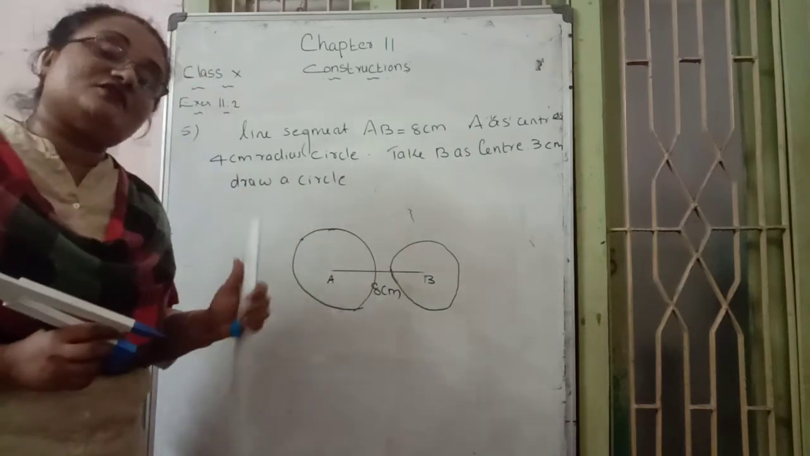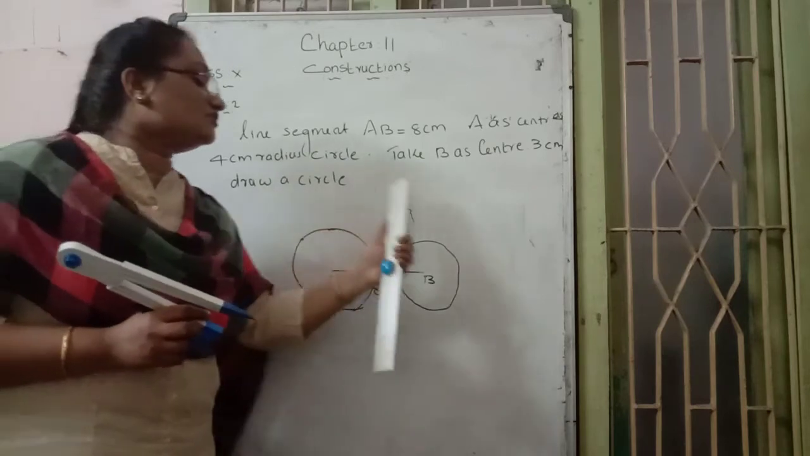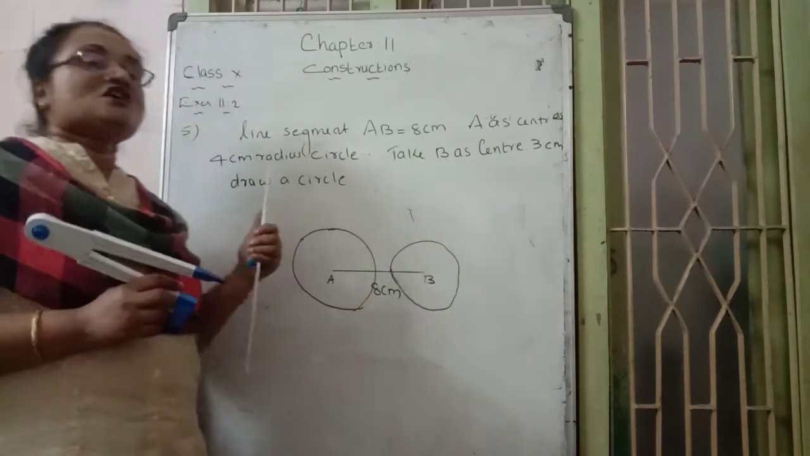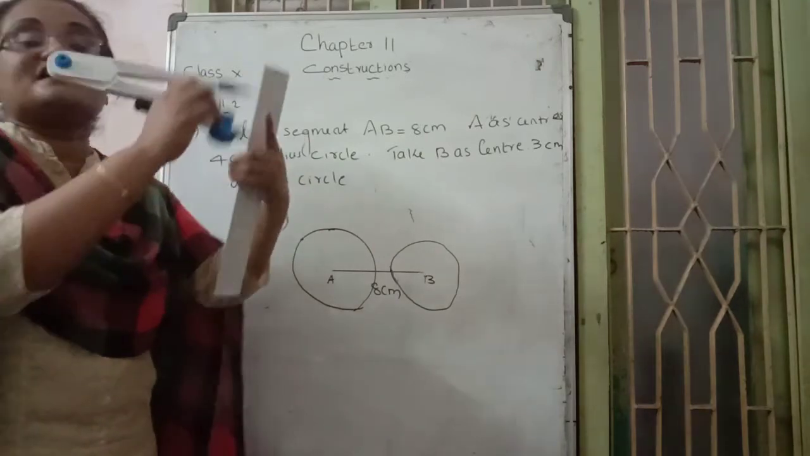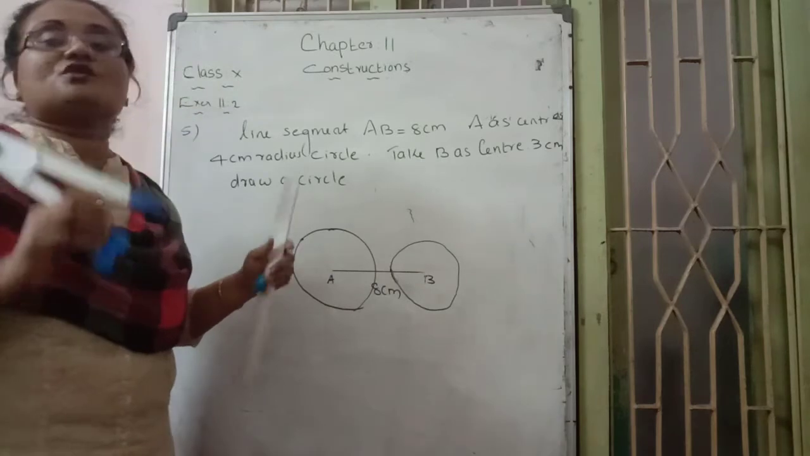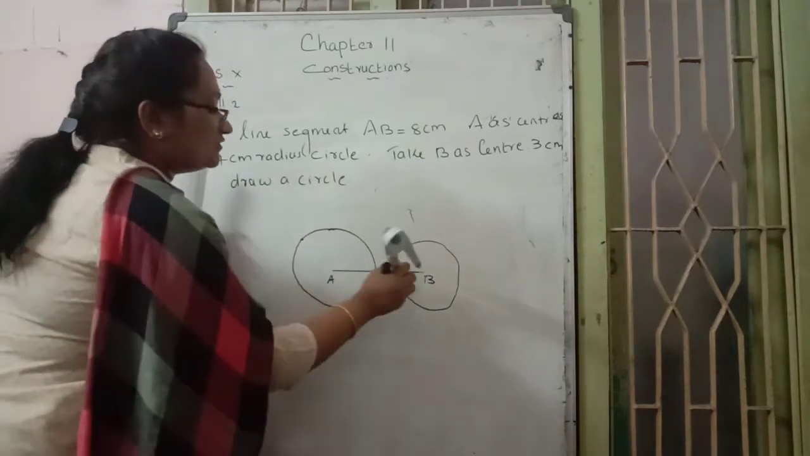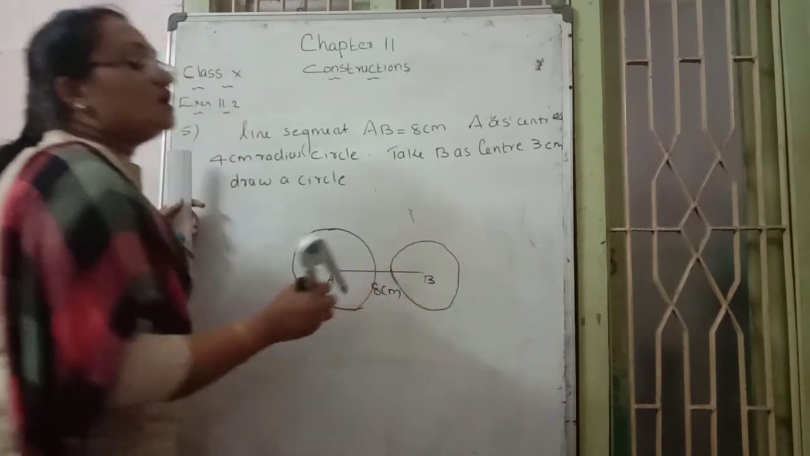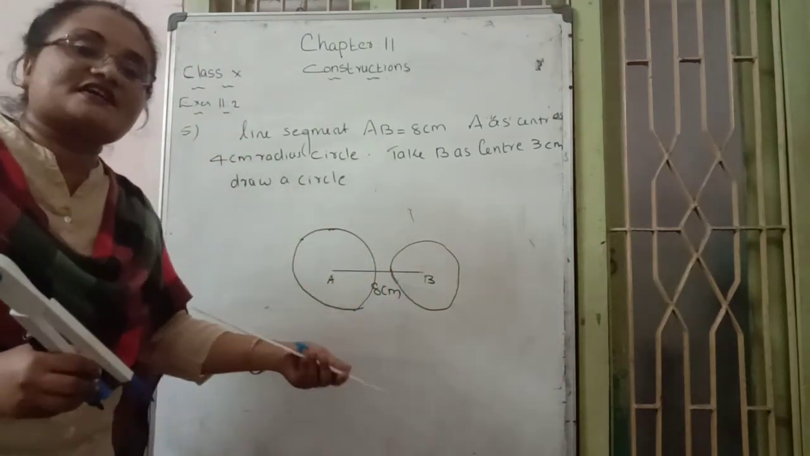Then next, what are they telling us? Draw the tangent for A and draw the tangent for B. How to draw them? We know that when two circles are intersecting, we can construct a tangent. That's why first we want to draw one more circle. How to draw the third circle?